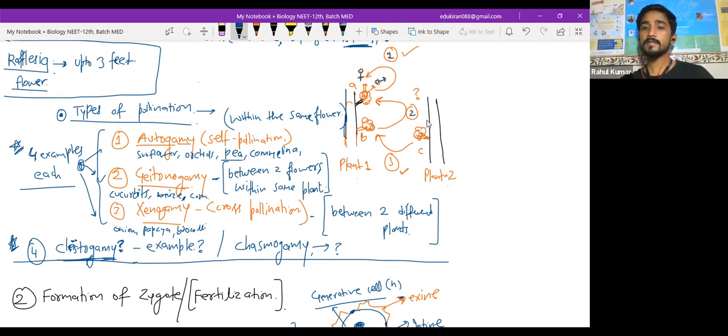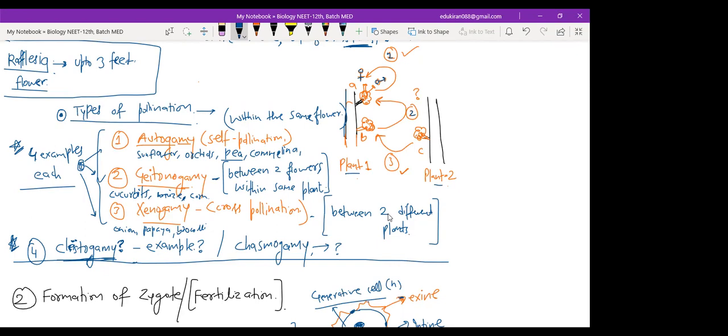And the third one is where there are two different plants, plant 1 and plant 2. And the flower from one plant fertilizes the flower on another plant. So this is between two different plants. So we don't have to care about the flower now. If it is two different plants altogether, of course, it is going to be two different flowers. So the three scenarios are clear to you on the basis of type of plant and type of flowers? Yes, sir. Okay, very good.